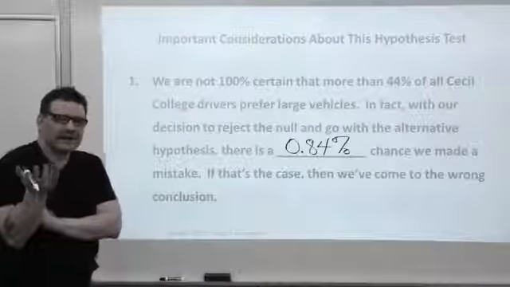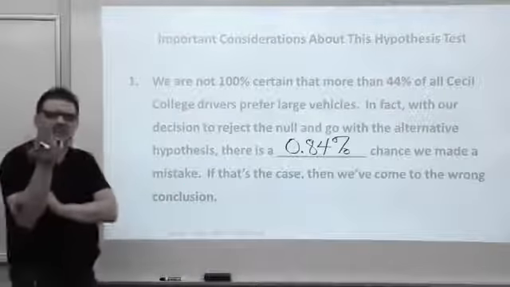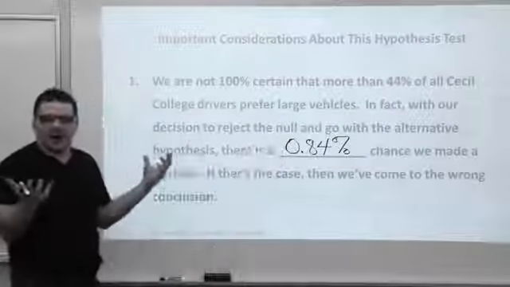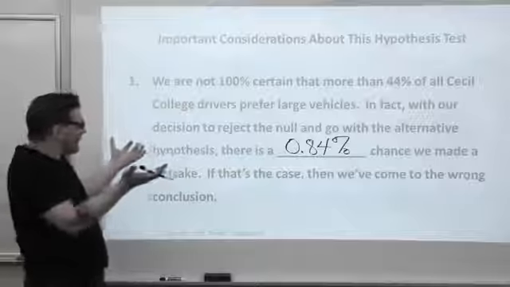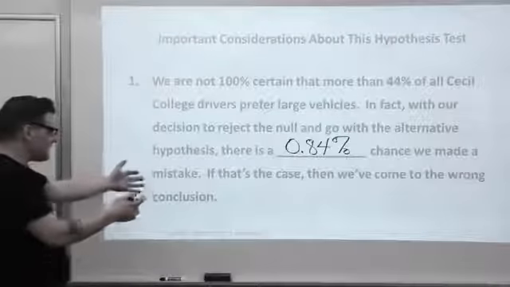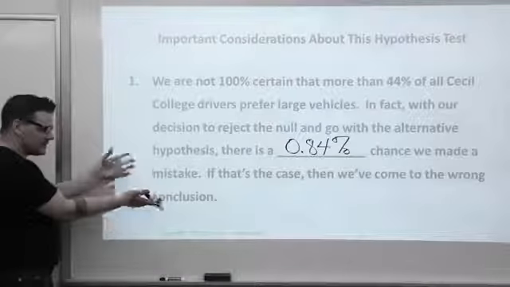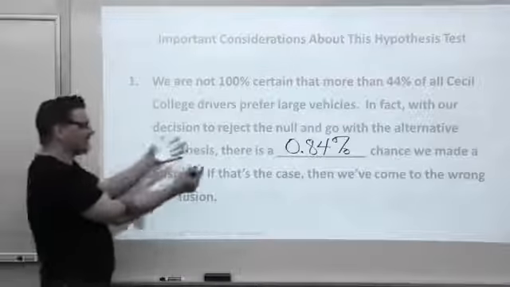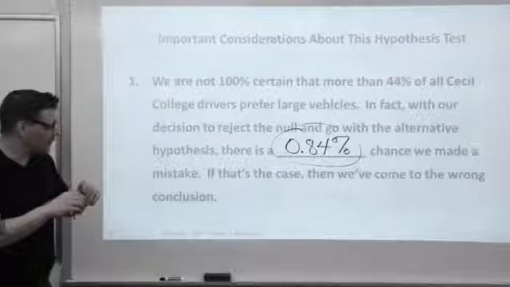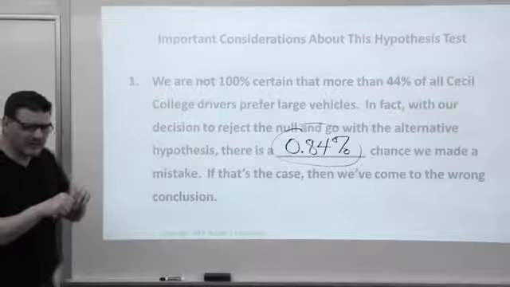Can you live with that? Let's say you argued with your significant other and there was only a 1% chance you were wrong. You'd feel pretty good about that, right? So 0.84% chance we made a mistake. If that's the case, the data have told us to do the wrong thing. I can live with this chance of being wrong only 0.84% of the time.